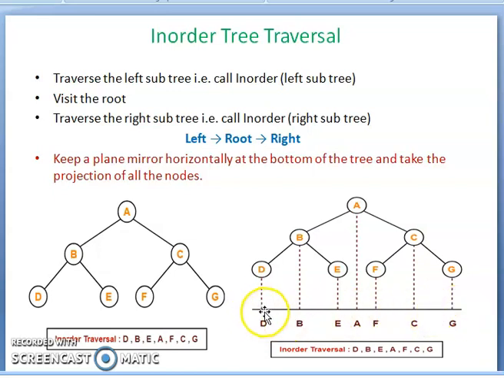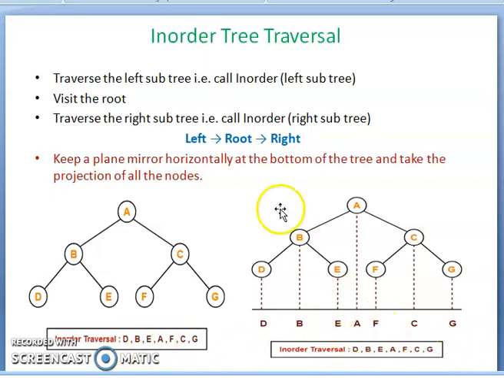You place one mirror here horizontally at the bottom of the tree, and take the projection of all the nodes. This projection is here. This projection is here. This projection is here. This projection is here. Now you visit the nodes D, B, E, A, F, C, G. This is the in-order. See this?